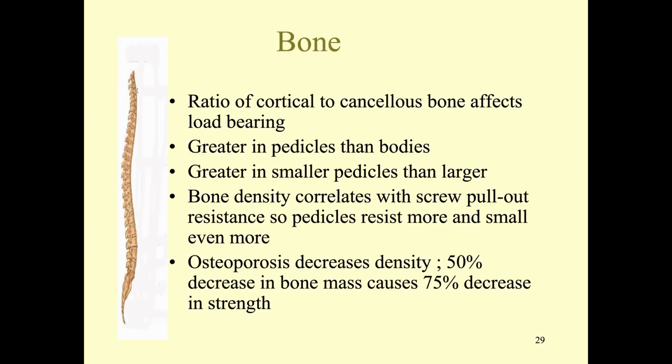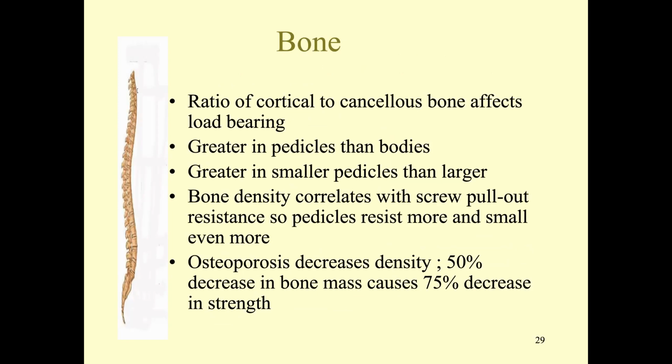The ratio of cortical to cancellous bone is important. One must know where is cancellous bone, what is cancellous bone. Cancellous bone is the marrow, the red crumbly bone which you find inside a vertebral body typically. The cortical bone is the thick, white, bloodless outer layer of bone on a vertebral body. This ratio of cortical to cancellous bone is greatest in the pedicles.